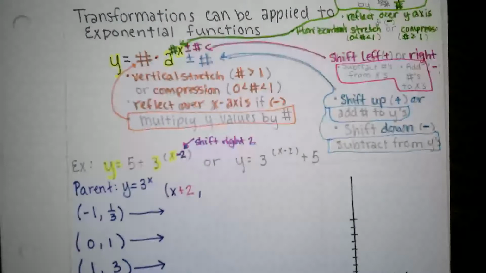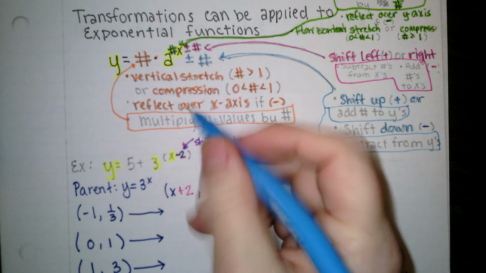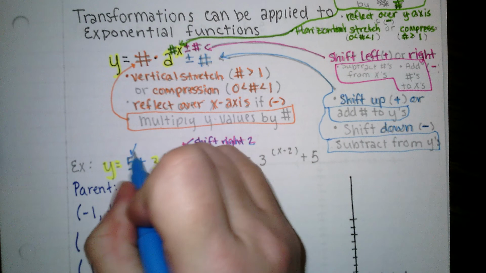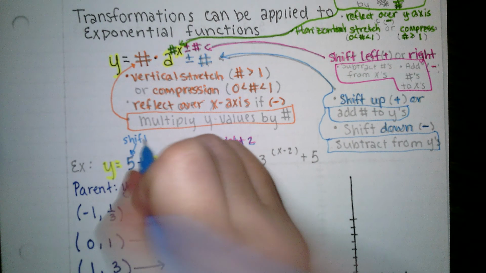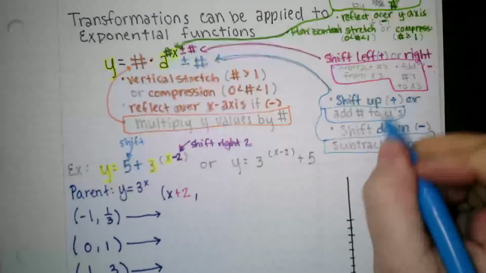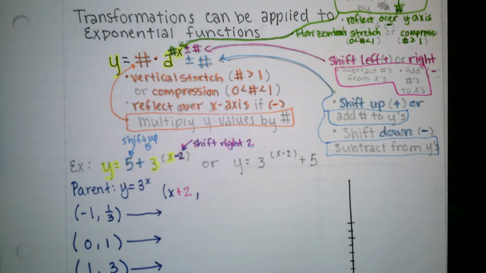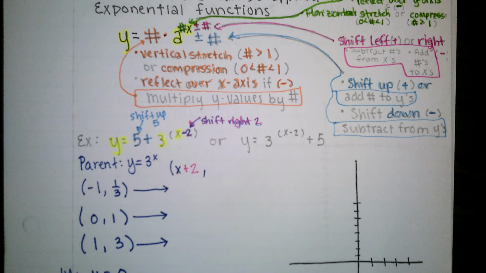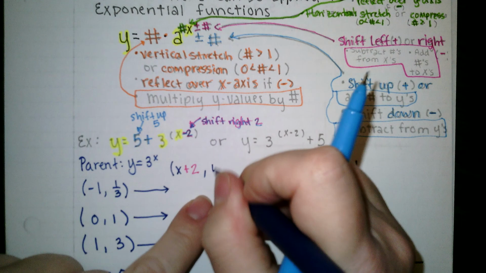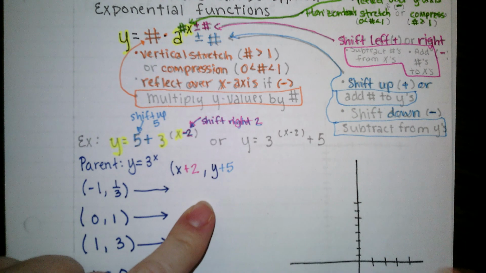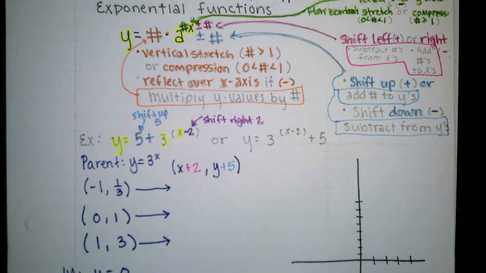Then the other transformation that I have in here is the plus 5. And that is going to shift, because it's added, it's going to shift up. So when we shift up 5, that means we are adding that to our y's. So we're going to take all of our x's and add 2. We're going to take all of our y's and add 5. And that's going to give us our new coordinates for that transformed function.